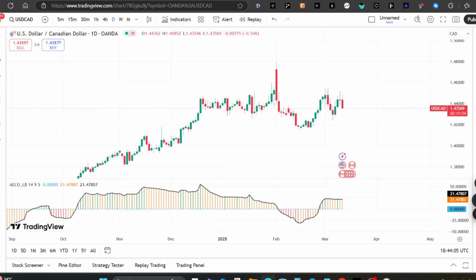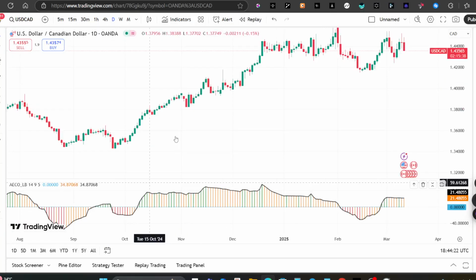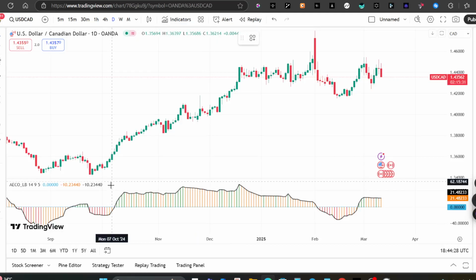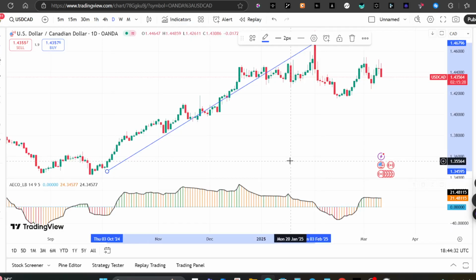So here's how you can read the oscillator's signals. First, let's talk about positive values. When the oscillator is above the zero line, it indicates that momentum is bullish. You can see what happened here. Right from this time all the way up to this point, you can see that the oscillator was above the zero line, indicating bullish momentum all through this period. In this case, prices are moving higher and you can expect upward trends or buying opportunities.